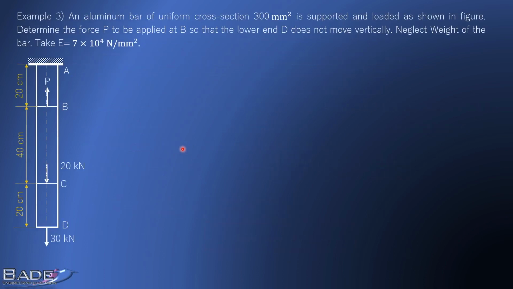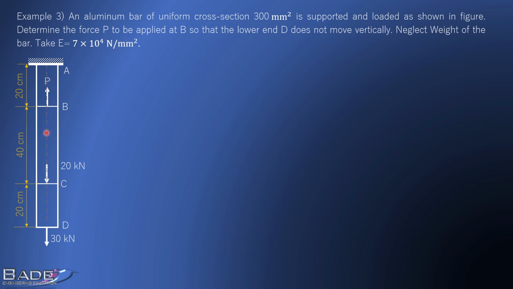Now let's solve this problem. An aluminium bar of uniform cross section 300 mm square is supported and loaded as shown in the figure. Determine force P to be applied at B. Watch the diagram. So that the lower end D does not move vertically. Neglect weight of the bar. Take Young's modulus 7 into 10 raised to 4 Newton per millimeter square.